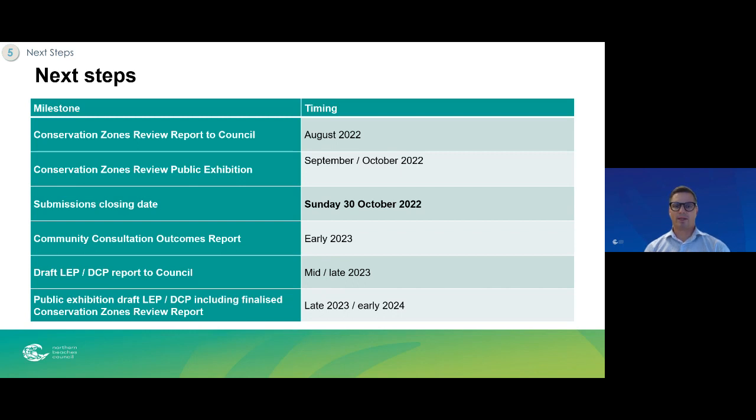We'll then review all of the material that comes in, make any changes that we need to make in moving forward, and prepare a community consultation outcomes report. We'll then feed all of that information into the preparation of our draft local environmental plan and development control plan, which we plan on reporting to council in the middle of next year. There will then be another round of public exhibition for the draft LEP and DCP before it is finalised.